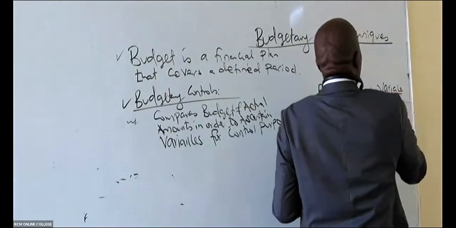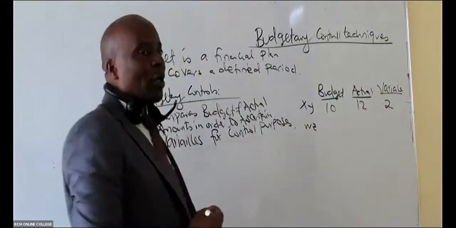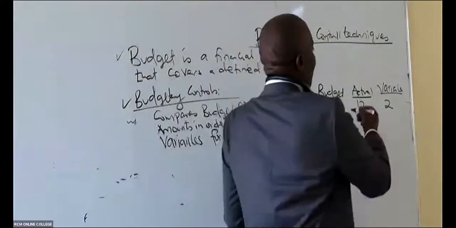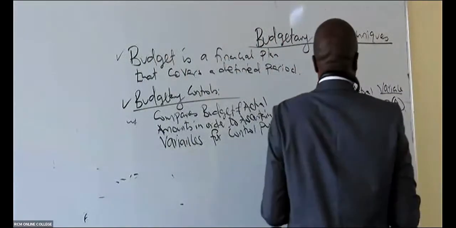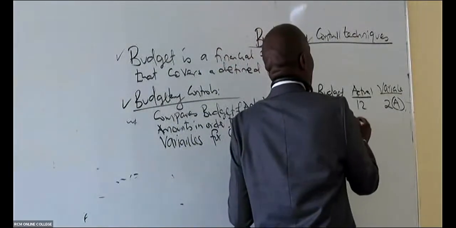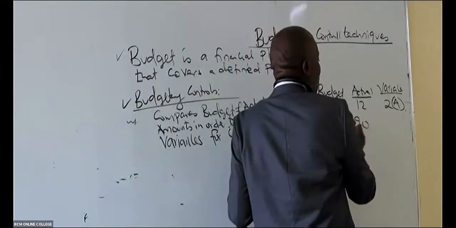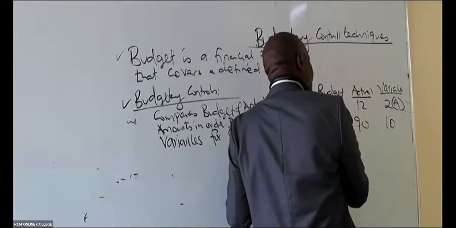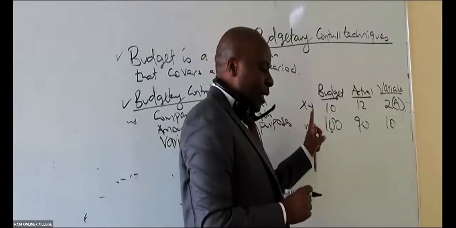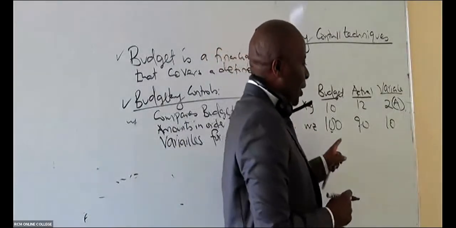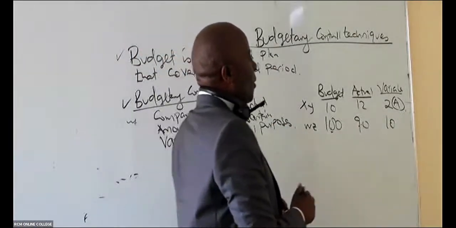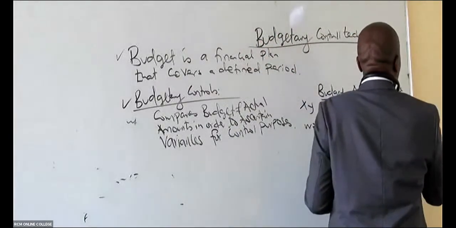So if this is an expense, we have a variance there that we shall be calling adverse. If, for example, we had budgeted to spend 100, but you've spent 90, the difference between the two is 10. But if this is an expenditure, it means we have saved, because budget is our plan. We had planned to spend 100, but we have actually spent 90, meaning that we have saved 10. So this particular savings, we shall call it favorable.